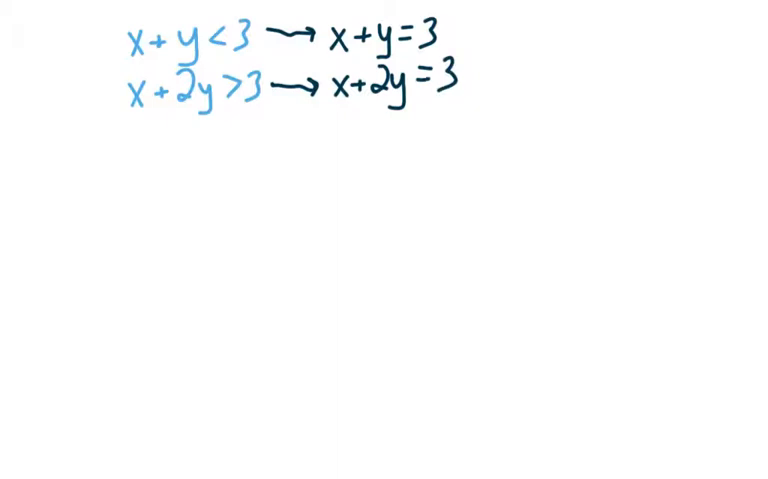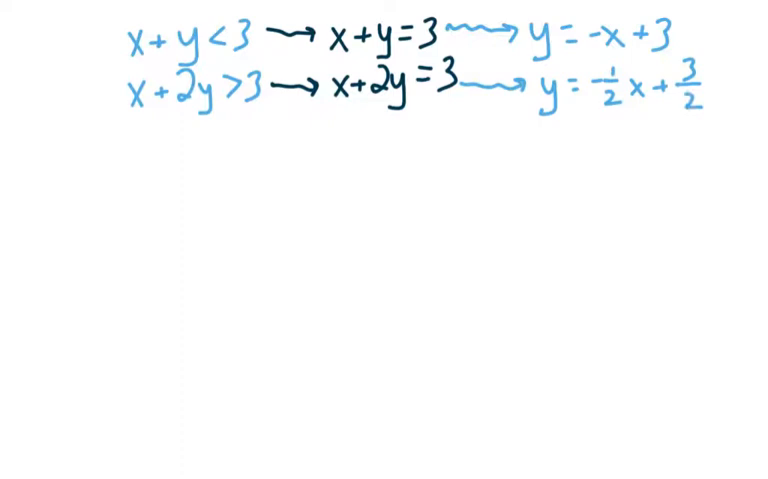So I'll graph that. But again, it's probably better if I have that in slope-intercept form. So how about y equals -x plus 3. Over here, this will be y equals -1/2 x plus 3 over 2. Make that negative so I can see for sure. All right, here we go.